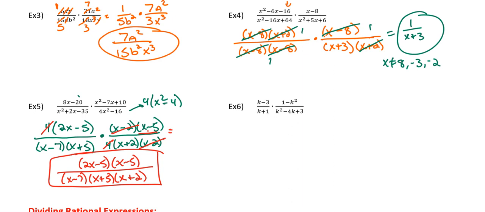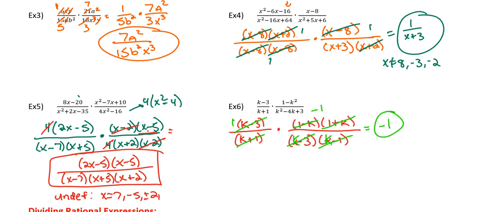Again, don't be alarmed. Don't think that everything has to cross out. I wanted to make sure I did one where you guys weren't like, oh, I have too many terms left. Again, it can be something where you only have one or two things cross out. I'm just going to write my extraneous values here just so I'm aware of what they are. So it would be undefined if x was 7, negative 5, negative 2. I'll put plus or minus 2. All right, so pause the video, try number 6, guys.